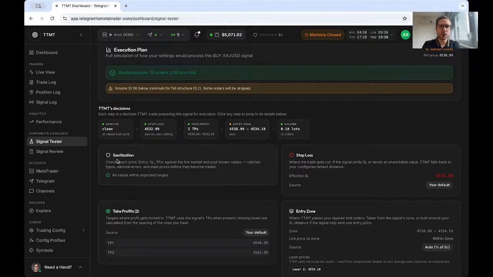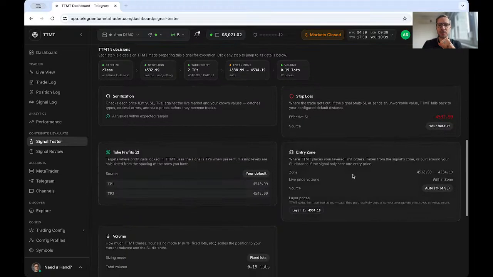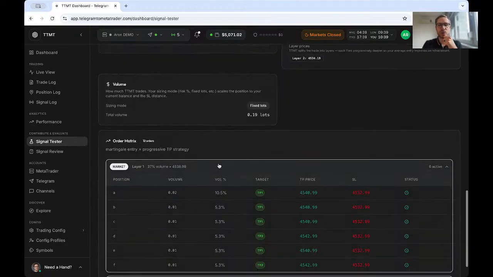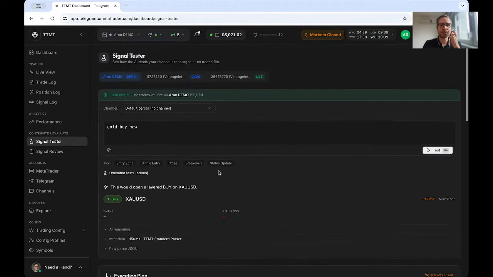So first of all, you can see a number of safety measurements, safety steps that the system is going through when identifying and parsing the signal. And then you can see how the system sets the different values: stop loss, take profit, entry zone, and volume values. How would it place the orders if a signal like this would come through and start executing it.